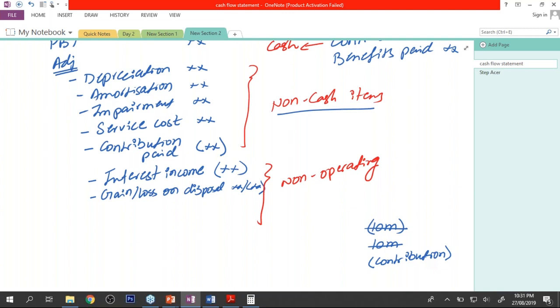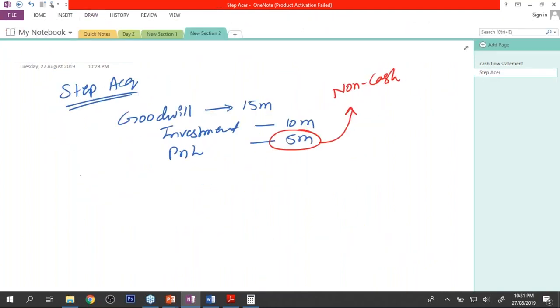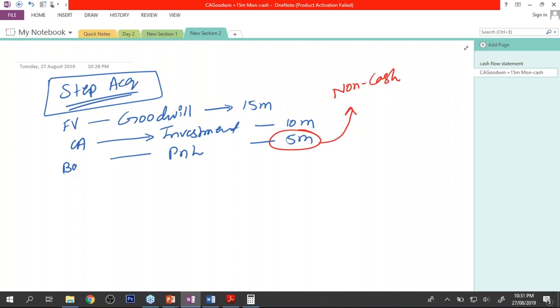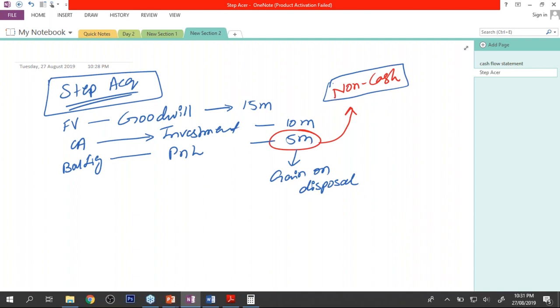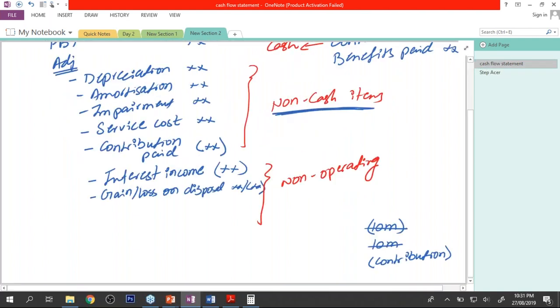Vishal is saying, sir, please repeat step acquisition, and Salman wants to repeat the contribution paid. Okay, let me repeat again. If we are talking about the step acquisition, we had an assumption that the old investment was sold at fair value and repurchased at fair value. So we credit the carrying amount of the old investment and we debit the fair value in the goodwill, with the balancing figure taken to the P&L. So this balancing figure of 5 million is a gain on disposal, but this is non-cash because we haven't actually disposed of it. This is just a gain or loss according to the assumption. So that is why we need to adjust this as well as a non-cash item.